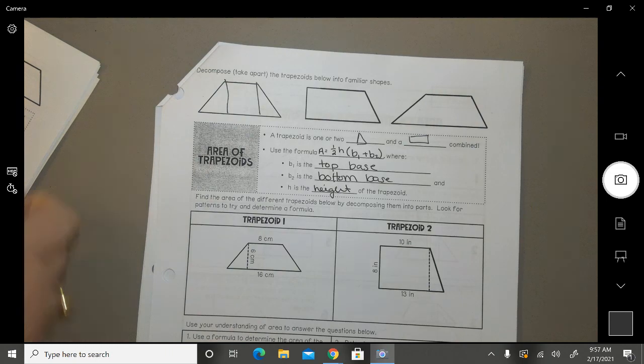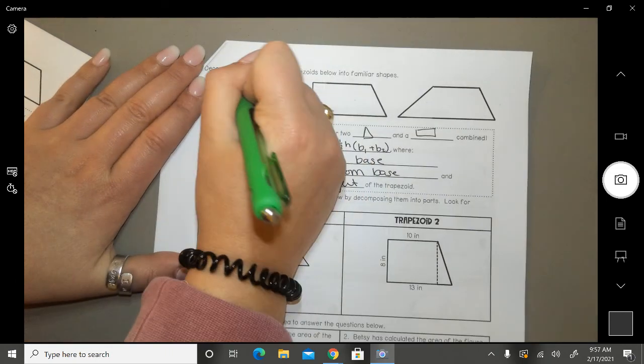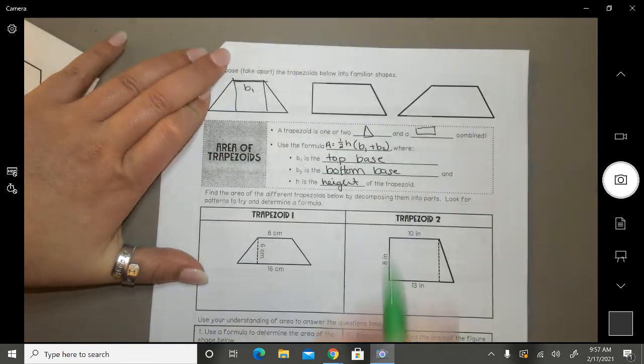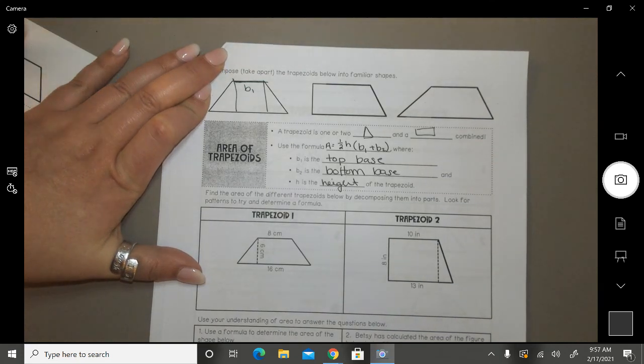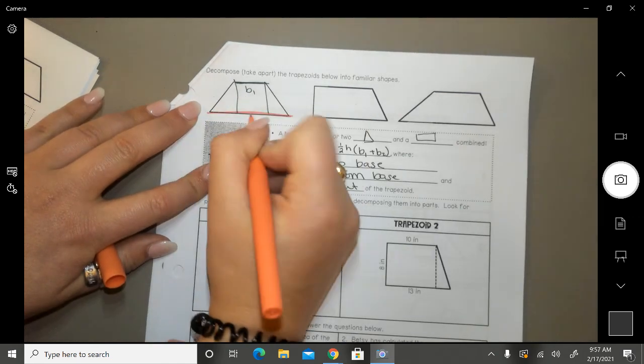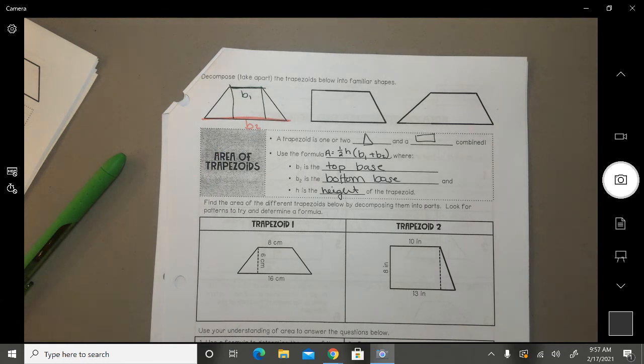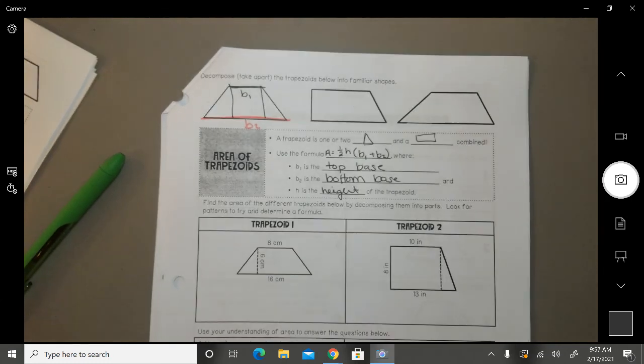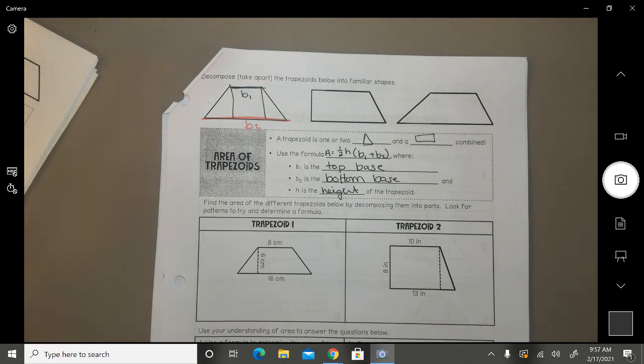What I mean by that, this is the top base. That's B1. This is B2, the bottom base. Okay? It looks like a really scary formula, but I promise you all you have to do is plug it in the formula and you're good.